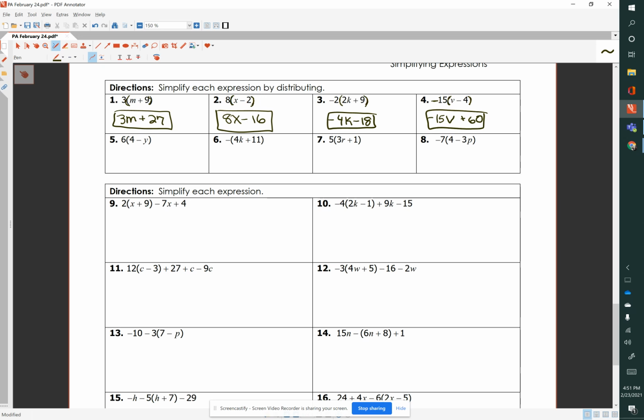Number 5, we're multiplying positive 6 times the quantity of 4 minus y. 6 times 4 is 24. 6 times negative y is negative 6y. Or you could rewrite that as negative 6y plus 24. Either one of those is correct.